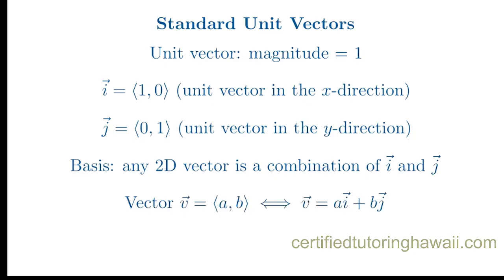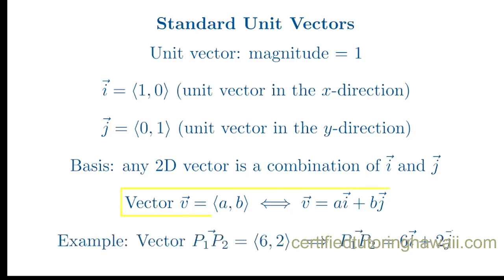Let's apply this to our previous example. We found that the vector P1P2 had components <6, 2>. So, in standard unit vector notation, we would write it as 6i plus 2j. This notation is very common in physics and engineering, so you should be comfortable moving between the component form <a, b> and the unit vector form ai plus bj.